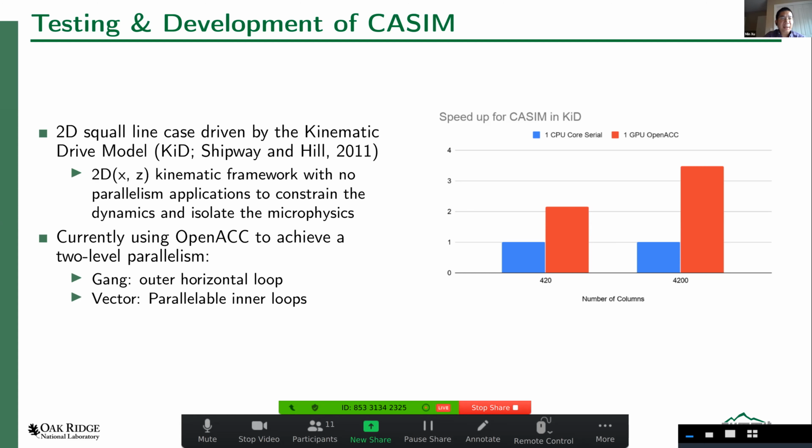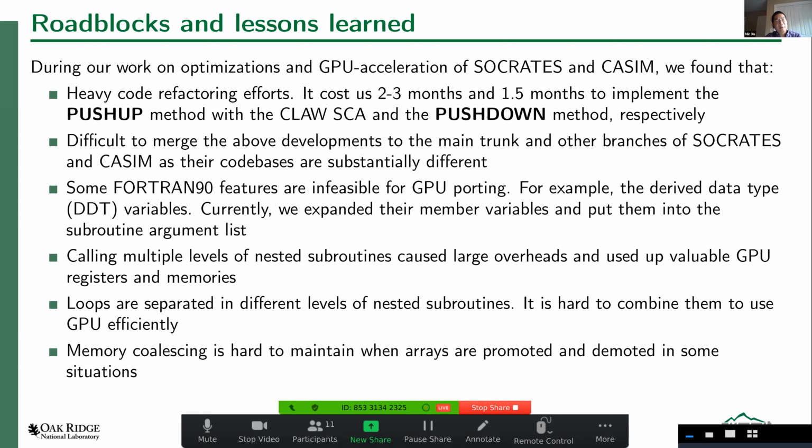Now the roadblocks and the lessons learned during this kind of porting work. We found that there are a lot of heavy code refactoring efforts. It cost us 3 months and 1.5 months to implement the push-up method with the single column abstraction and the pushdown method, respectively. And it is difficult to merge the above developments into the main trunk and the other branches of SOCRATES and CASIM, as their code bases are substantially different.